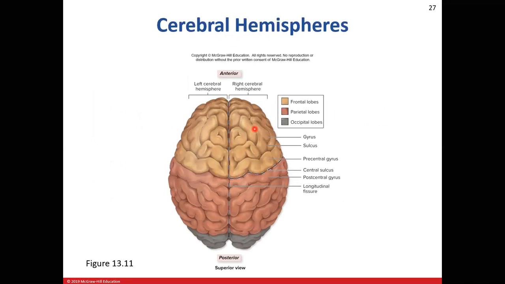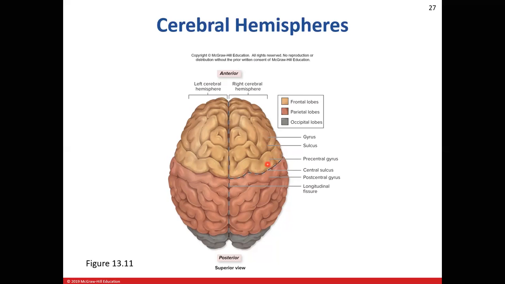So if we take a look at the superior aspect of the brain, here we have our frontal lobe, kind of in this tan color. Here we have our parietal lobe in this pink color. You'll notice right here is our central sulcus. Again, that is dividing the frontal and the parietal lobes.